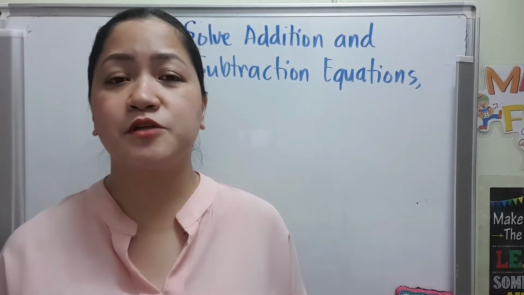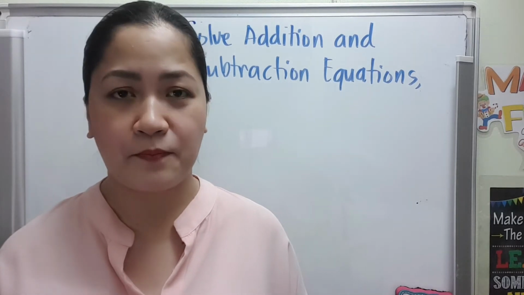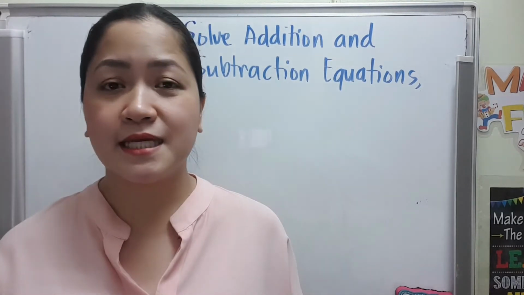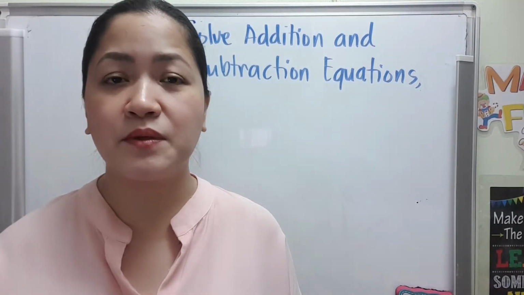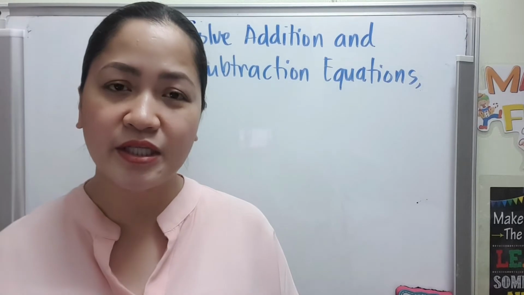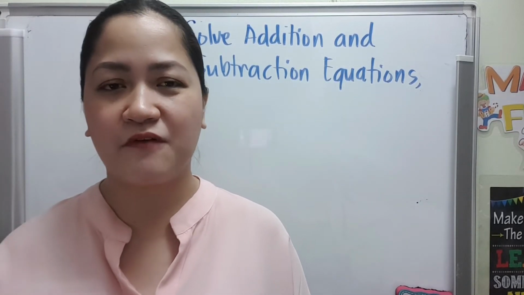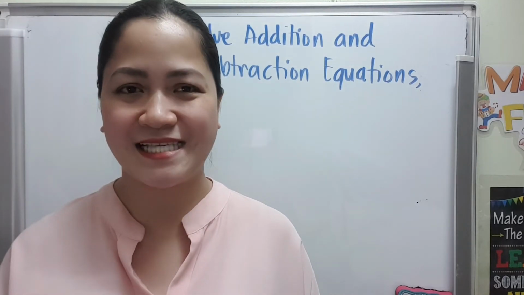Just like the subtraction property of equality, we also have what we call an addition property of equality. It states almost the same, it's just that we will have addition. Whatever we add on the left side of the equation, we must also add that same number on the right side of our equation. Let us have an example.